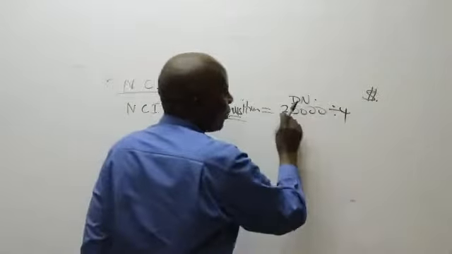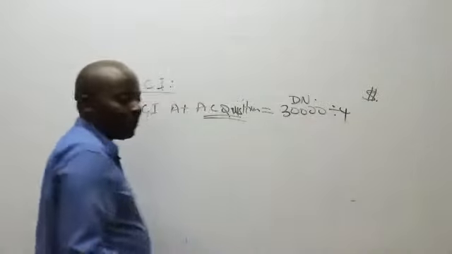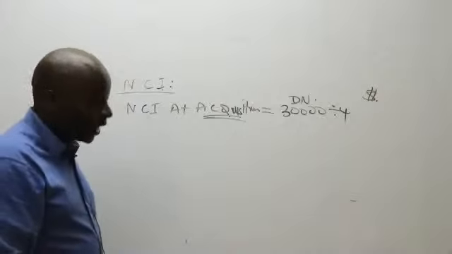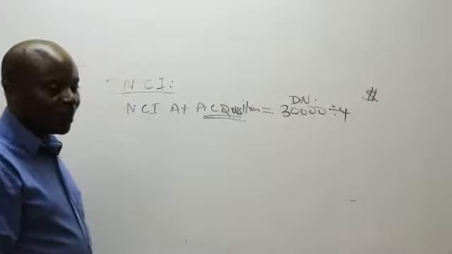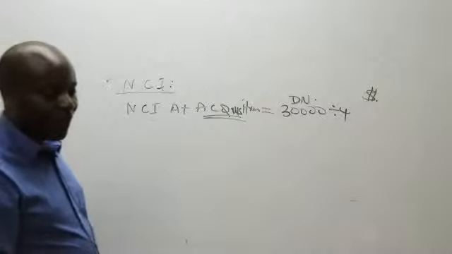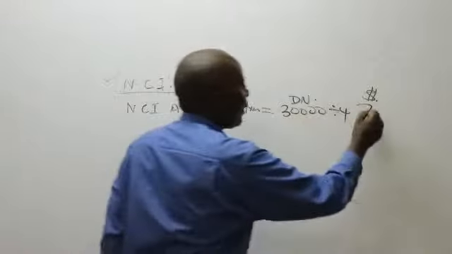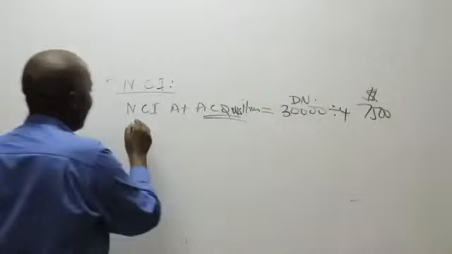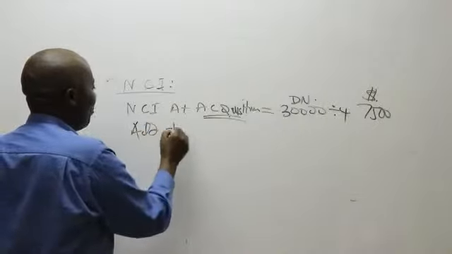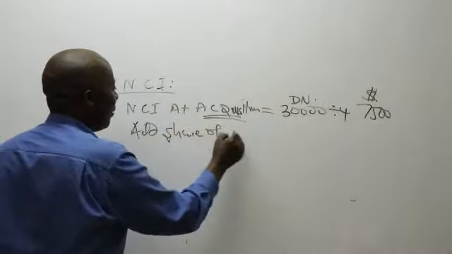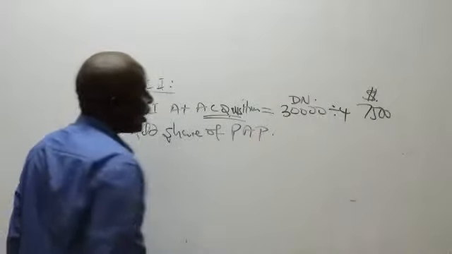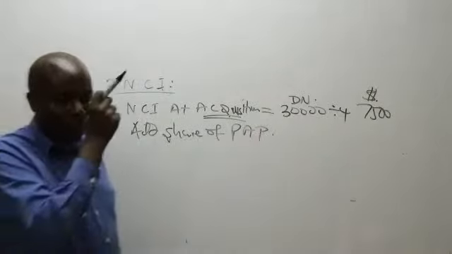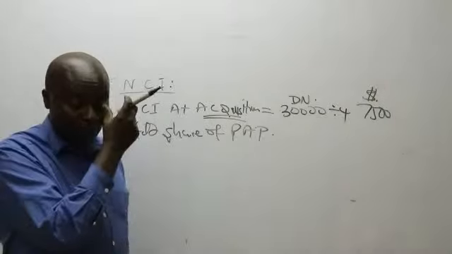So divided by 4. So 30,000 divided by 4 inakuja ngapi? 7,500. Now come here and add share of POP. Is there somebody who is able to remember the share of POP?